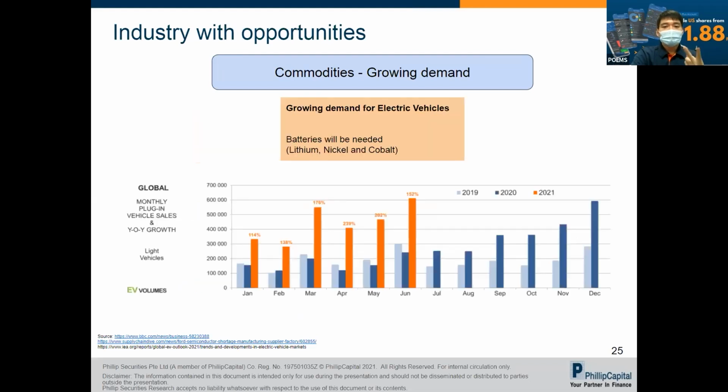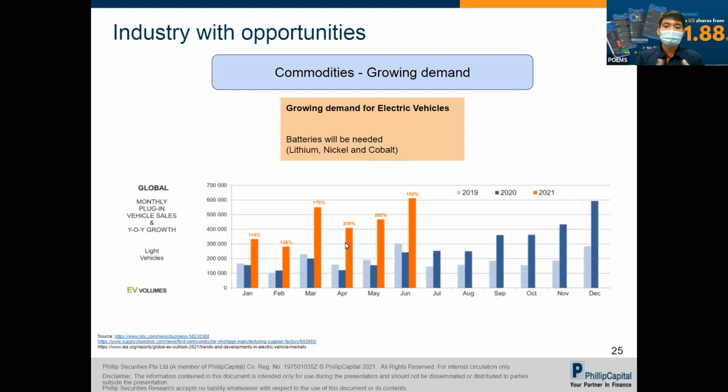And the second trend is the growth in electric vehicles. As you can see on the chart here, the light blue bar chart represents the sales in 2019, the dark blue for 2020, the orange chart is for 2021. And as you can see, for the first half of 2021, the growth in sales is always more than 100% of the previous years. So we can say that the trend for EV is definitely growing.